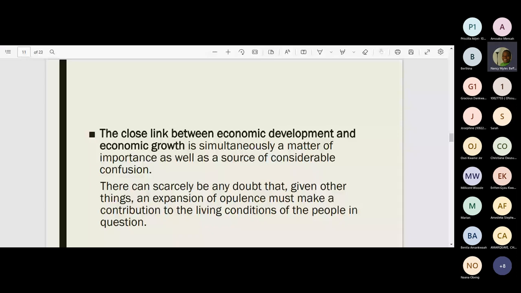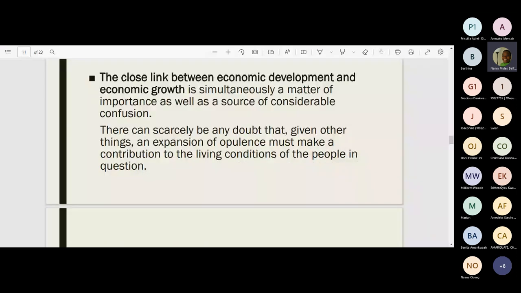So then immediately, the slide tells you, there can scarcely be any doubt. It means there is no doubt. When you see so many adjectives and vocabularies, just say the thing in a simple way that you can grab and then get the concept. When you finish, you can learn the big expressions and the level of difficulty in writing. There can scarcely be any doubt, given other things, an expansion of opulence. What is opulence?